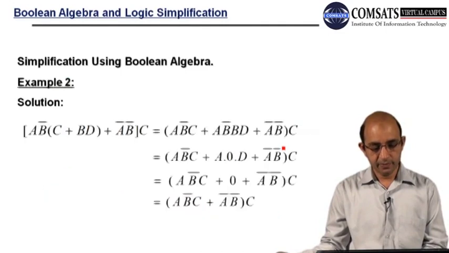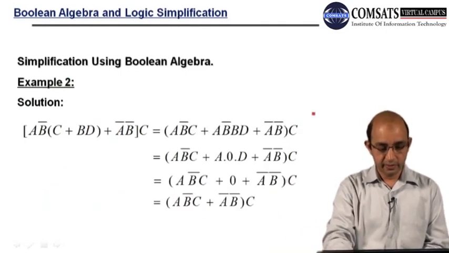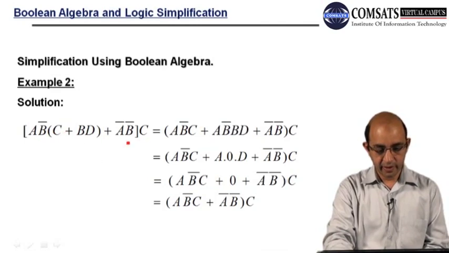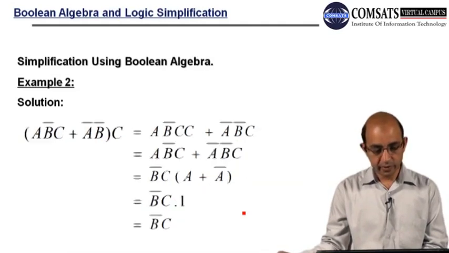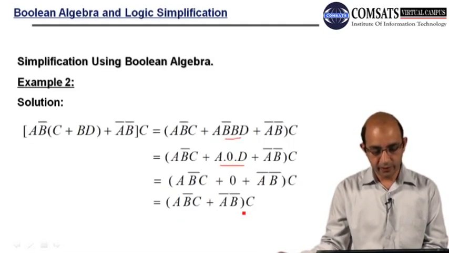So let's have another example. So here we have this, right? So we will be multiplying, right? A, B bar C, A, B bar B, D, and then this will be 0. B dot B bar, this will be 0. So this whole expression will become 0. So we are left with this. We cannot simplify it more. Or we can, yes, we can.